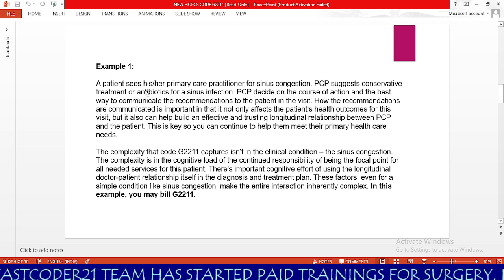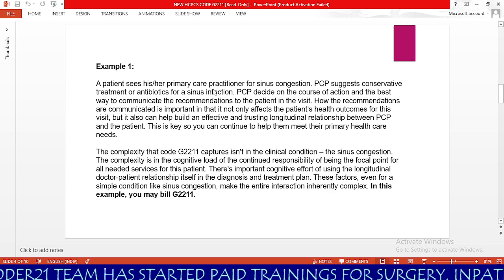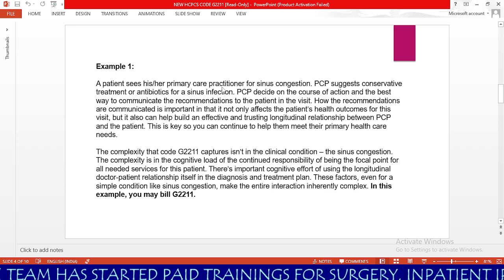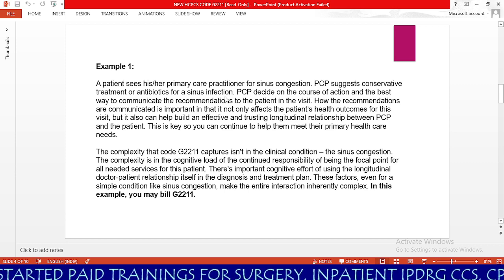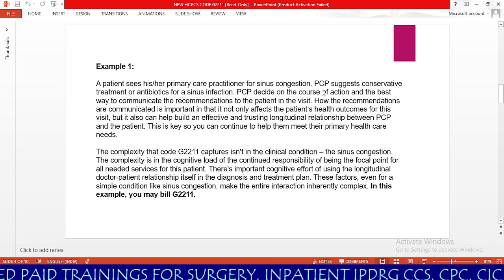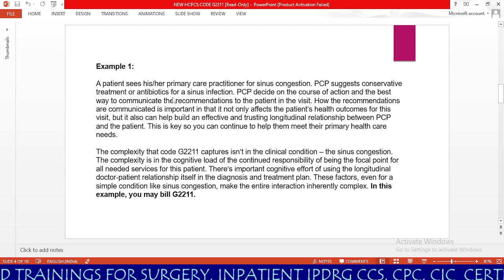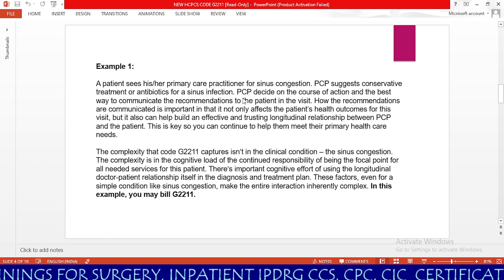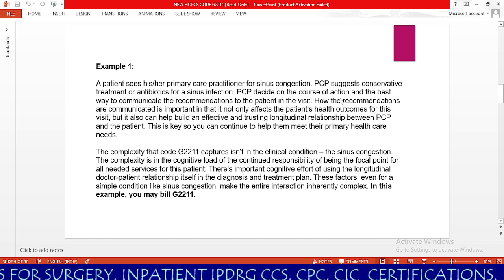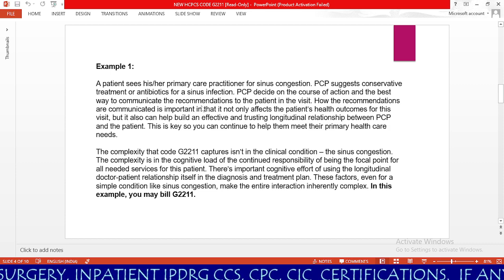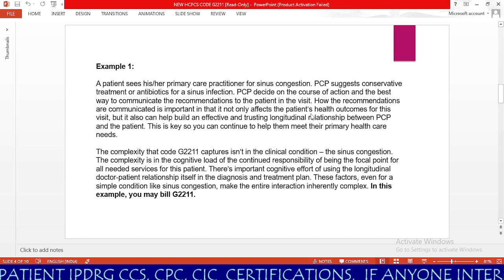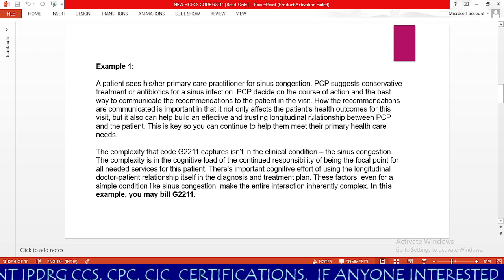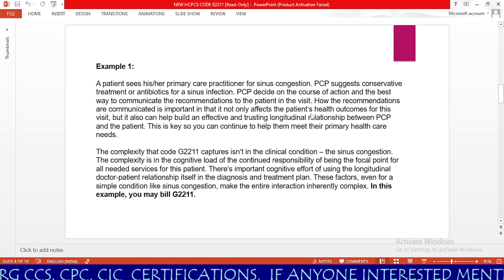Example 1: a patient sees his or her primary care practitioner, usually the PCP. Based on our guidelines, we will use this add-on code for PCPs. The patient has sinus congestion. The PCP suggests conservative treatment or antibiotics for the sinus infection. The PCP decides on the course of action and the best way to communicate the recommendation in the visit. Here the physician is going to provide valuable suggestions in order to treat sinus congestion.